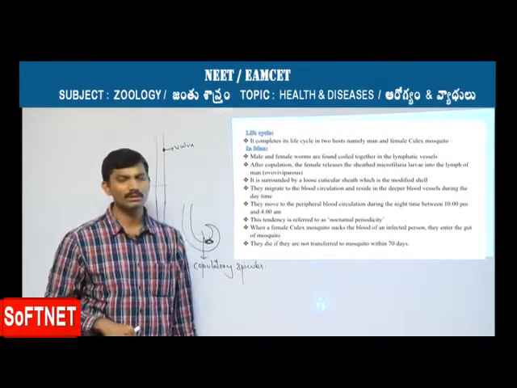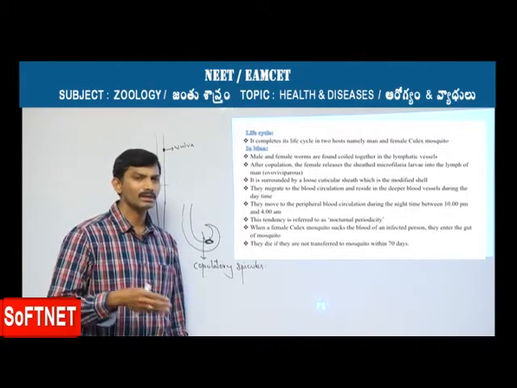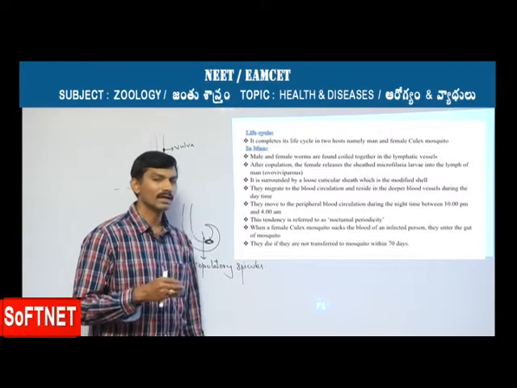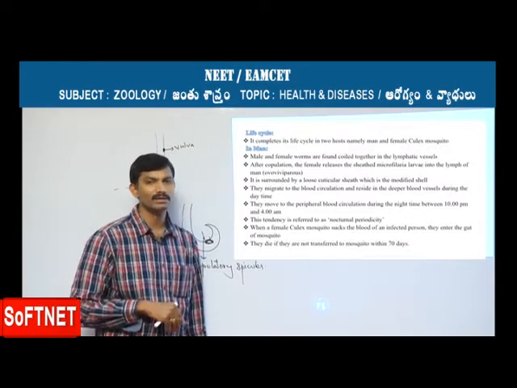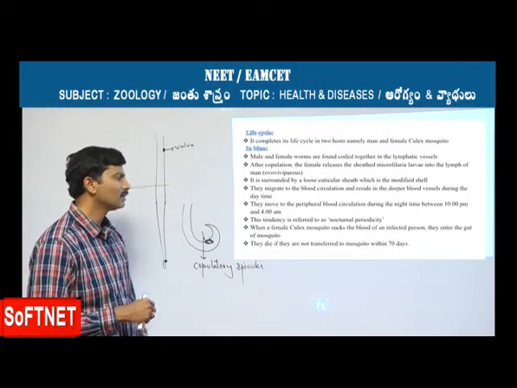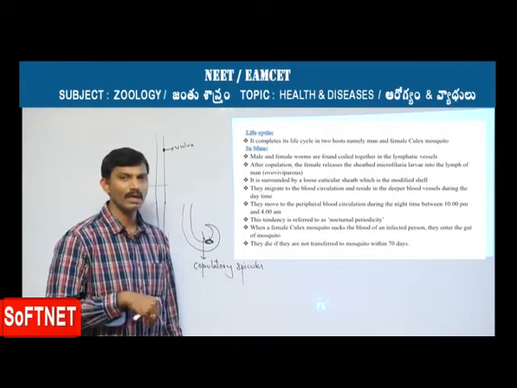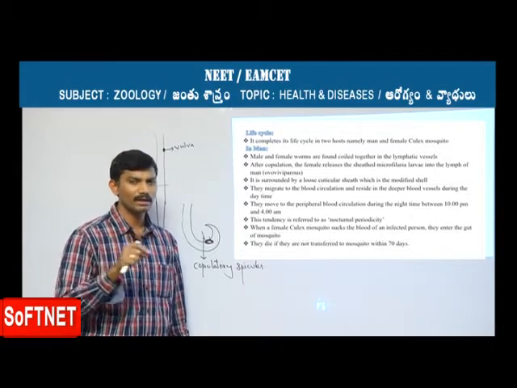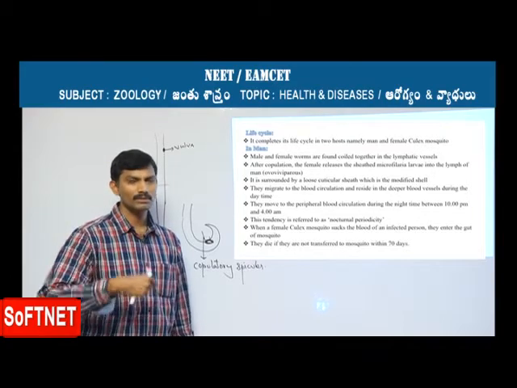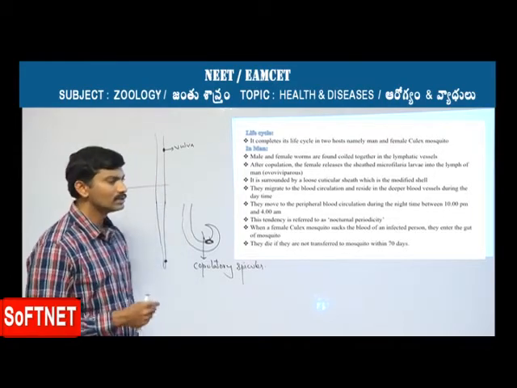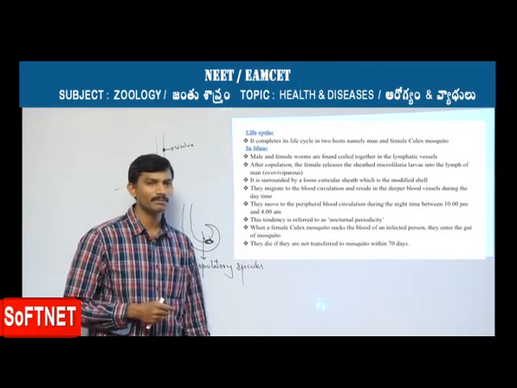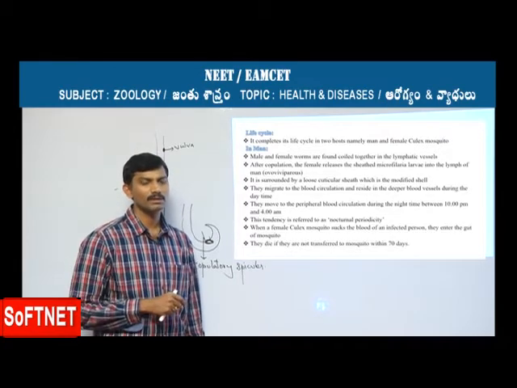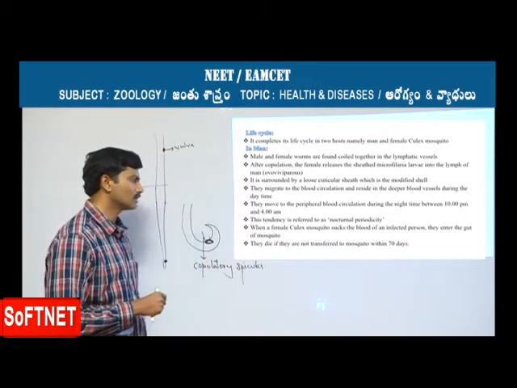In the blood circulation, they stay in the deeper blood vessels during the daytime, whereas they start moving to the peripheral blood circulation during the night, between 10 p.m. and 4 a.m. This tendency of the parasite to move from the deeper blood vessels to the peripheral blood vessels between 10 p.m. and 4 a.m. is called nocturnal periodicity.